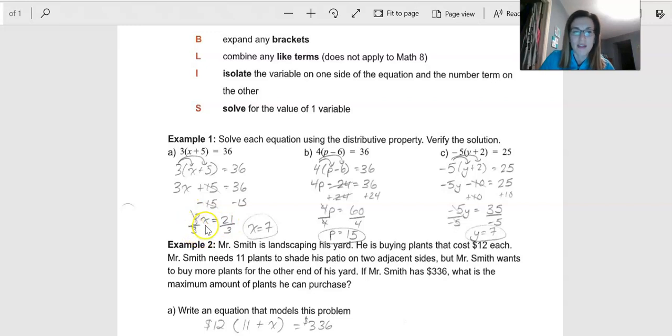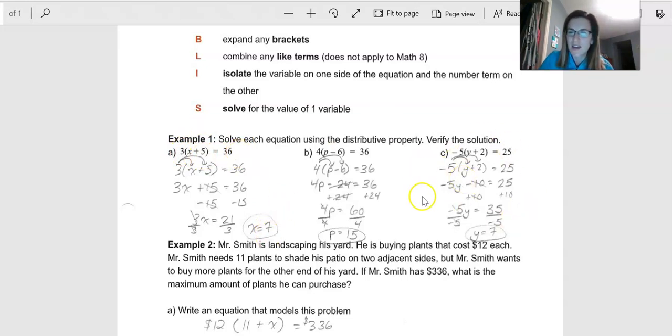And then to get the x all by itself, right now it's being multiplied, so we're going to divide it to both sides. These cancel out. 21 divided by 3 is 7. And you can plug this number back in. You can verify and check, right? You can plug it back in here to double check that it equals 36.